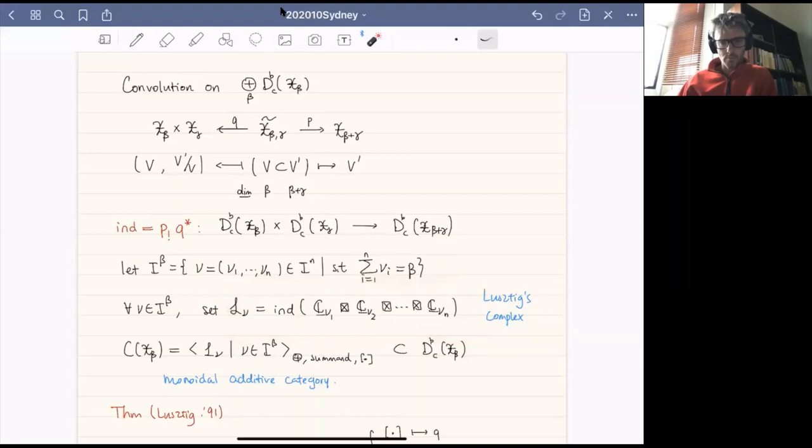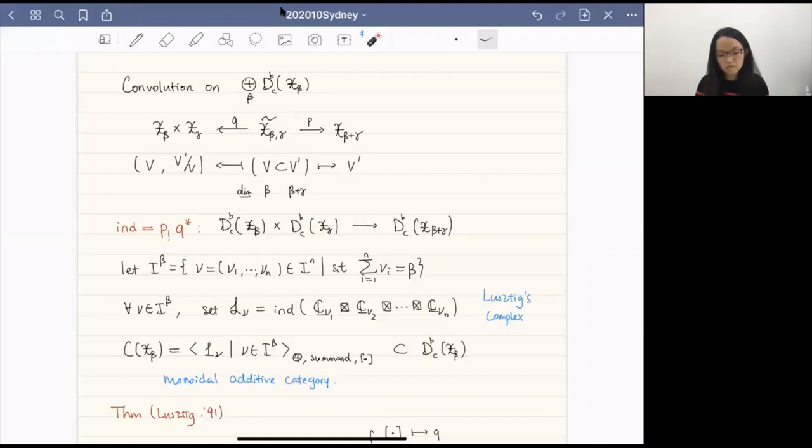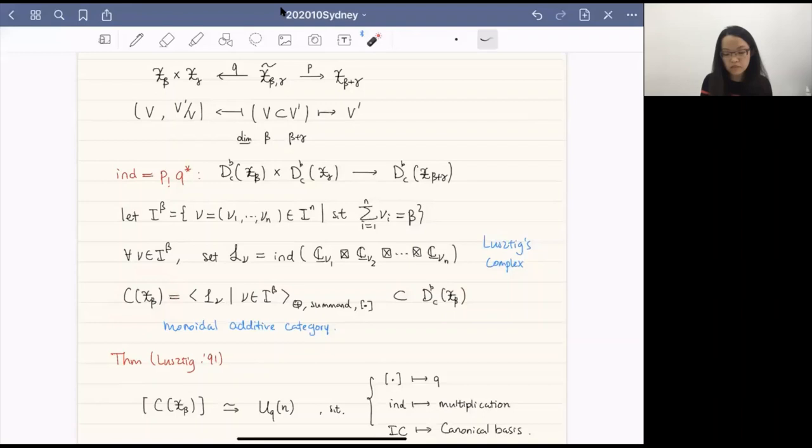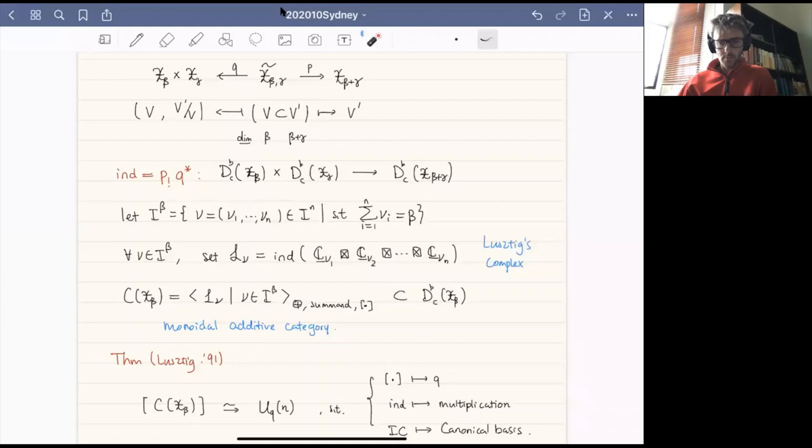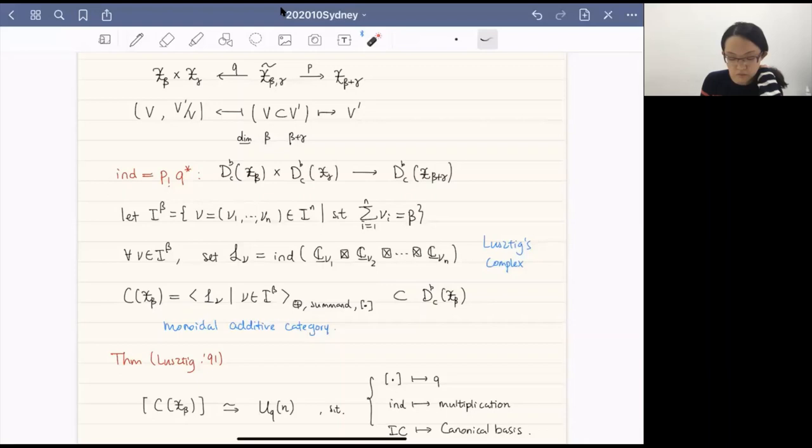And so by the decomposition theorem, you can see that it's basically pullback of a constant sheaf and then push forward by a proper map, and so it's a semi-simple complex. And then we take C_beta, the additive subcategory inside the category of constructible sheaves on X_beta, which is generated by the direct sums of L_nu for all the nu in I_beta and their direct summands and all the shifts. Right, so an important fact is that this category is monoidal. That means it's preserved under this product given by induction.